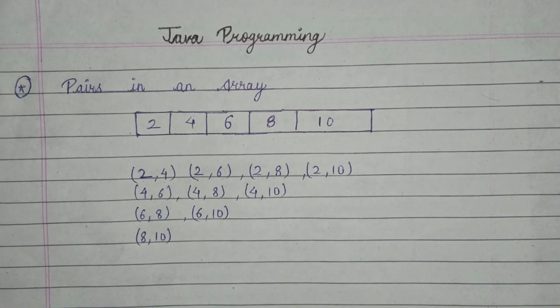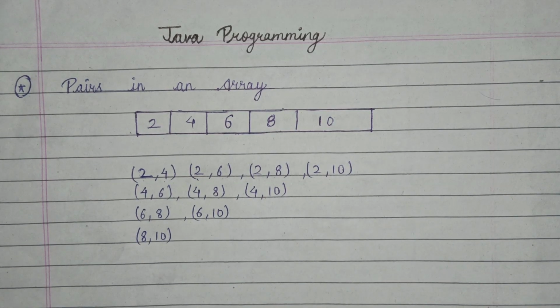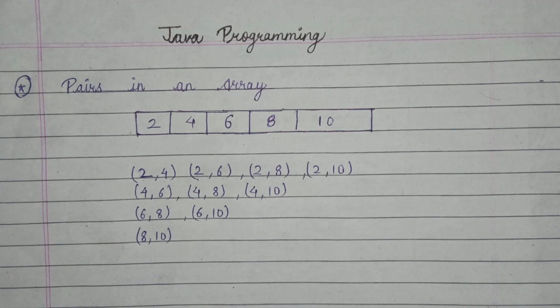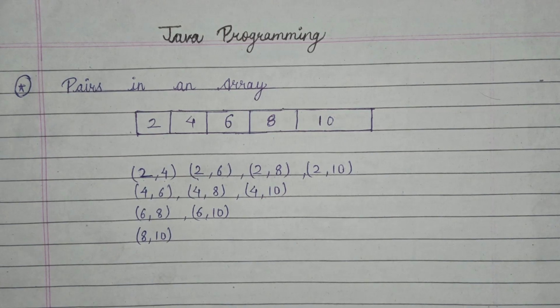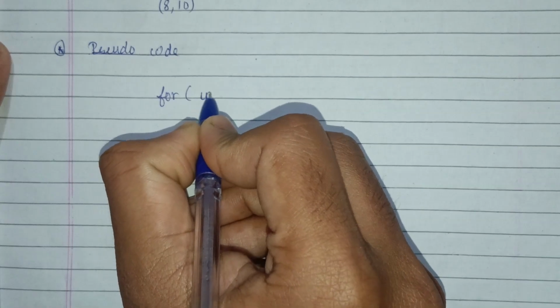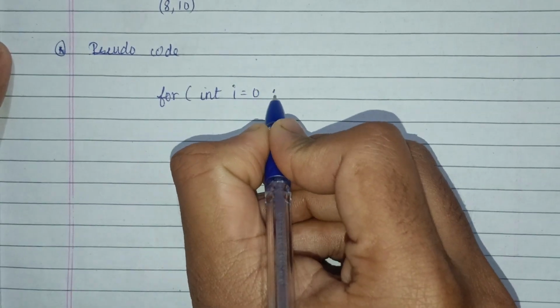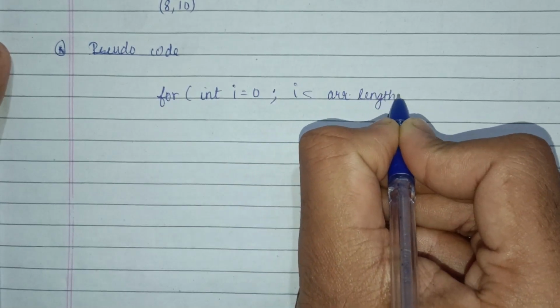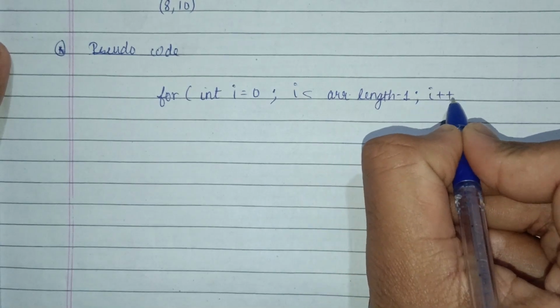This is helpful in problem solving, like finding the sum, or it is used in checking the difference. You have to print the elements in pairs, okay, in this format. So let's write a pseudocode for it, okay, to run a for loop. For int i is equal to 0 and i should be less than array length minus 1, and i will be updated.